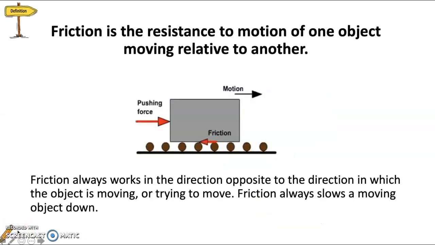Now, I mentioned earlier that we'd be looking at forces that oppose motion, or in other words, that go against motion, so the opposite way to the direction of travel. So, our definition for friction is the resistance to motion of one object moving relative to another. Now, friction always works in the direction opposite to the direction in which the object is moving or trying to move. Friction always slows a moving object down. Friction can never speed an object up. Okay, it always slows a moving object down.